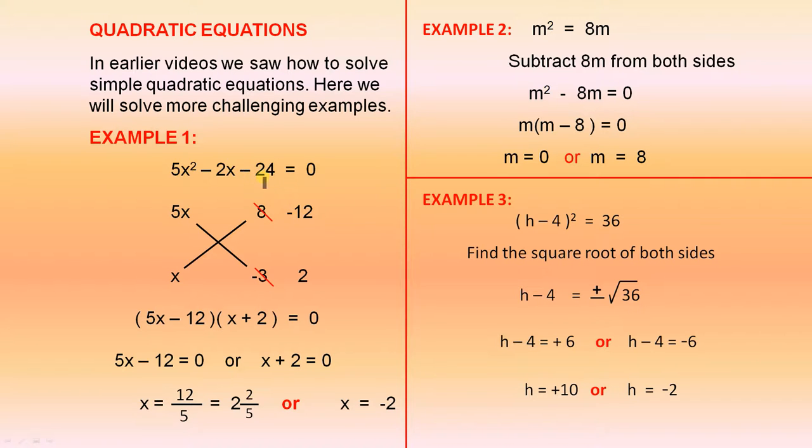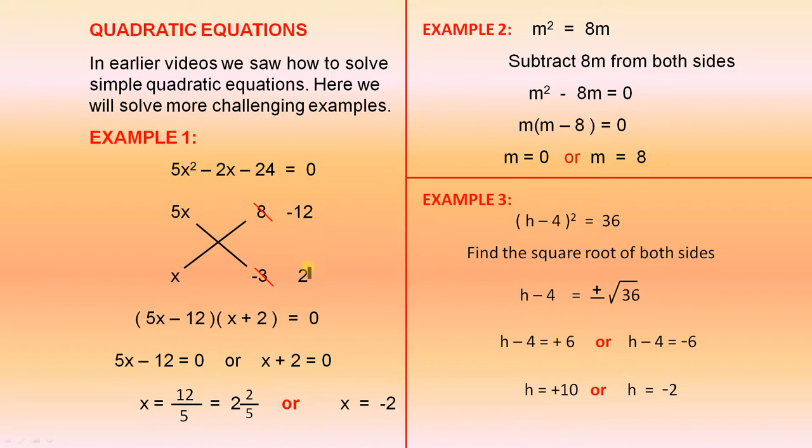Two numbers multiplied together to give you minus 24. Let's try 8 and negative 3. Now we have to see whether those two are actually correct. And this is how we do it via the crisscross method. 8x minus 15x does not give you minus 2x. So that's why we cross those two numbers off. They do not apply. Let's try minus 12 and plus 2.